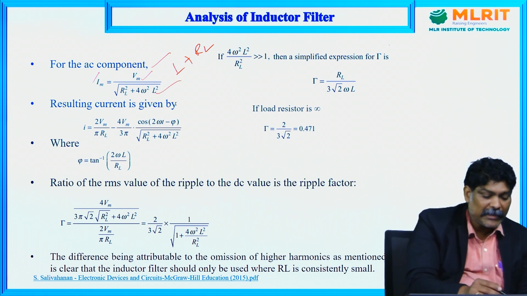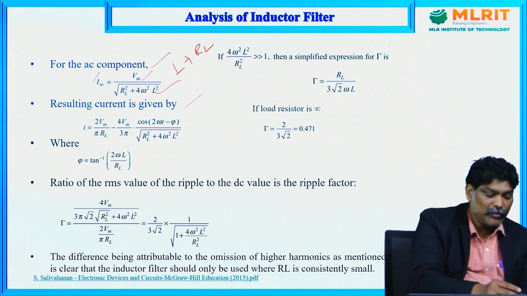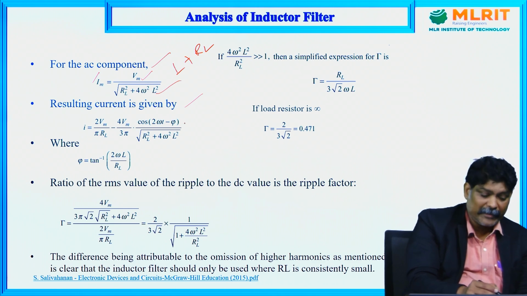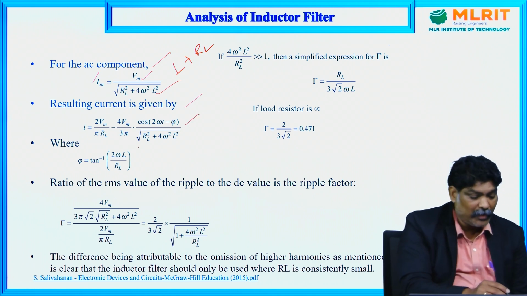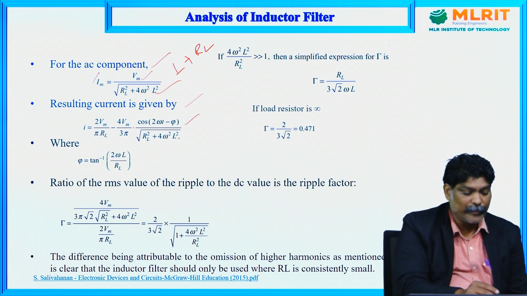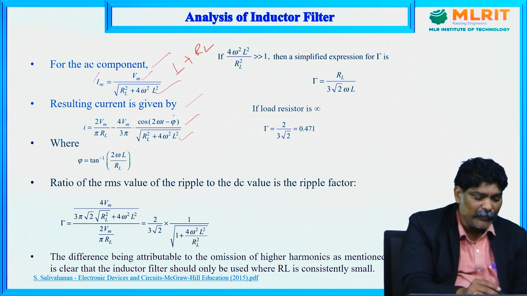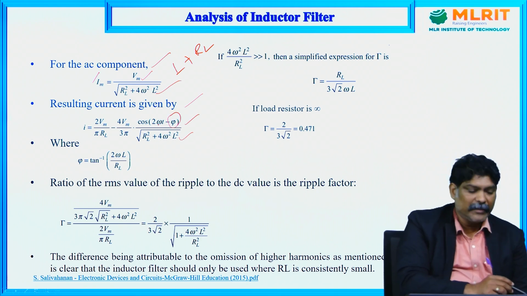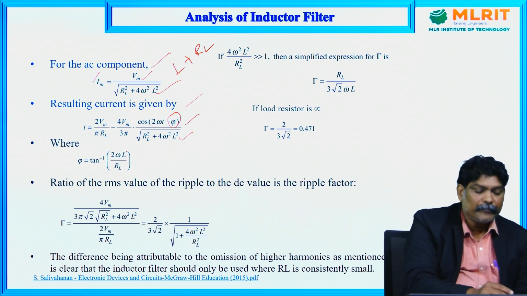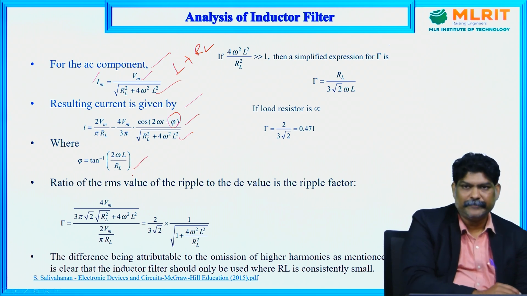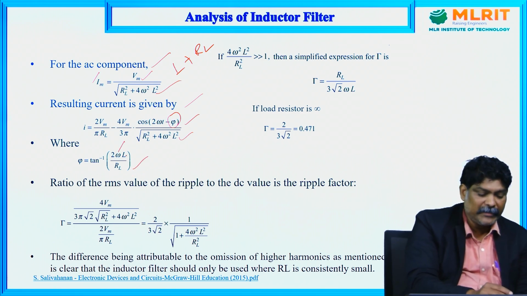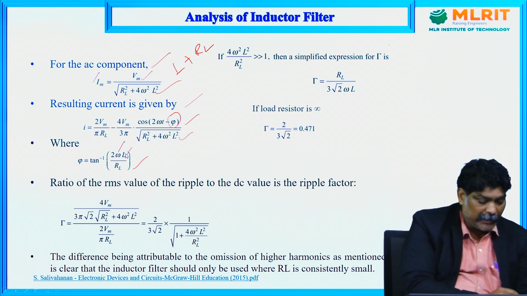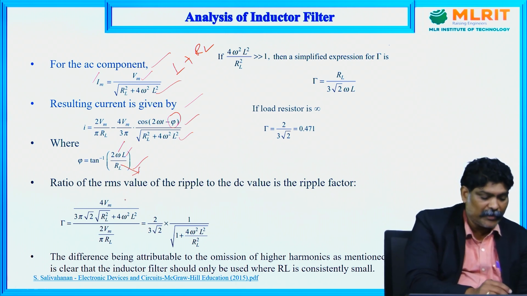So the resulting current is given by 2 Vm by pi RL minus 4 Vm by 3 pi cos of 2 omega t minus phi, upon root of RL square plus 4 omega square L square, where phi is tan inverse of 2 omega L by RL. Omega is the frequency, L is the inductor value, and RL is the load resistor.